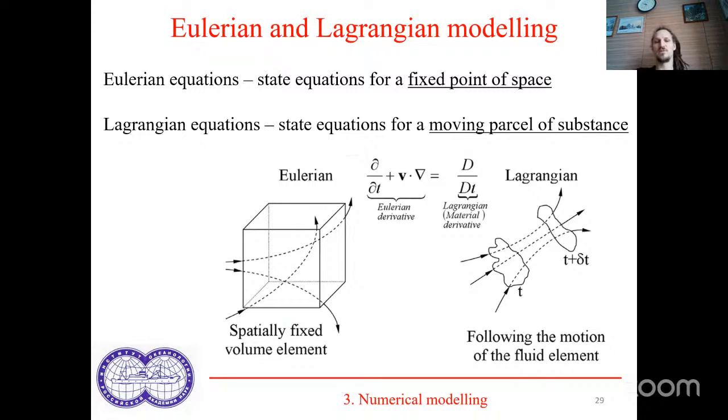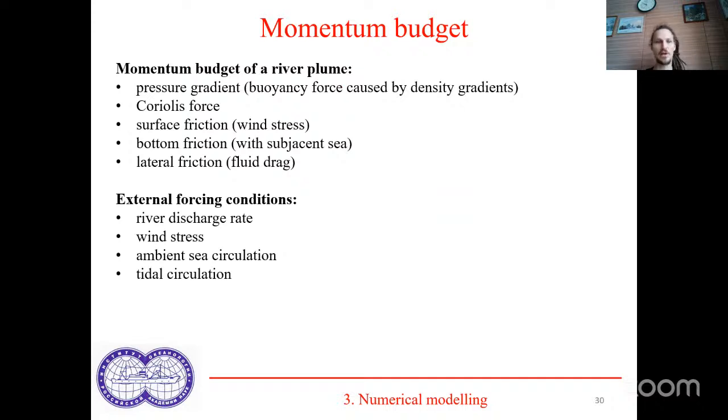There are two types of models, Eulerian and Lagrangian. In Eulerian equations, you have some fixed point of space, and you calculate some characteristics in this point of space. But for Lagrangian equations, you represent motion of a parcel: you move with the parcel. So you have some motion of a parcel of the substance, and you move with this parcel, and you calculate characteristics for this parcel.